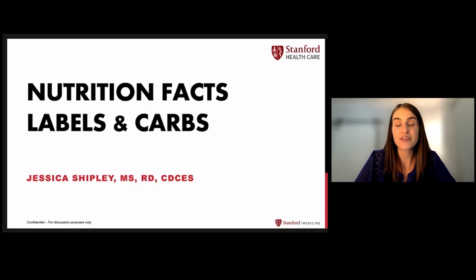I see patients in our nutrition clinic where I teach weight management classes and also diabetes classes. One of the recurring questions we hear from our patients is, how do I read nutrition facts labels and how do I interpret that information? Today, I'm going to walk us through how we can do that and learn how to apply that information for portion control and carbohydrate monitoring.